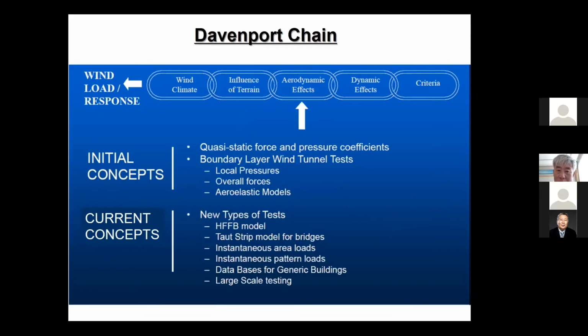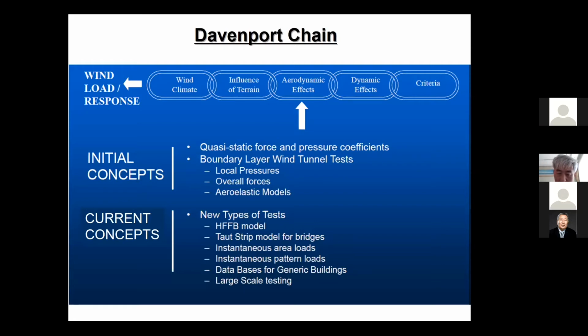For the aerodynamic effect, its initial concept considers cause-state force and pressure coefficient, the boundary layer wind tunnel test. So we will test local pressures, overall forces, and aeroelastic models. Of course, currently, it is very common to test with a high frequency force balance model for pressure, for the wind force measurement. And also for bridges, we do taut strip models for bridges.